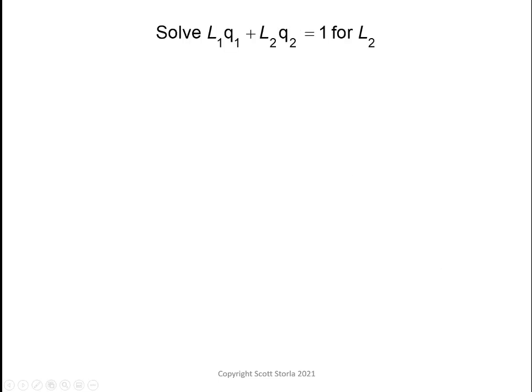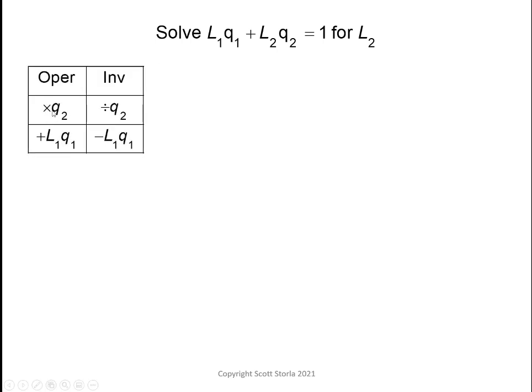Try this one. I start by concentrating on the factor L sub 2. I have a multiplication and an addition. Multiplication would be first, addition would be second. Here are my inverses. I start with the original. I subtract L1 Q1 from both sides. Over on the right, these are unlike, so this is the best I can do.